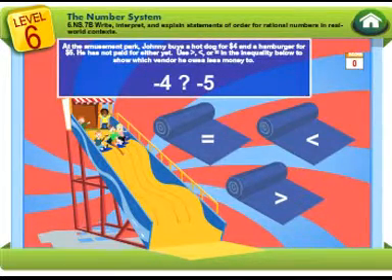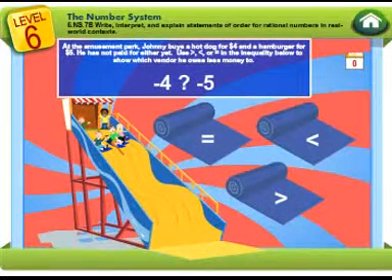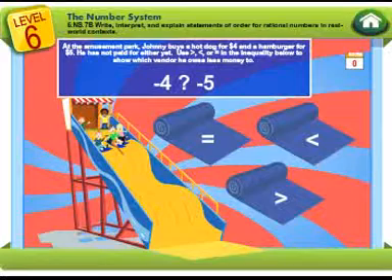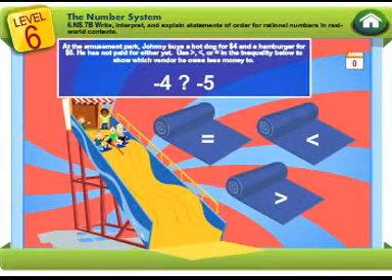At the amusement park, Johnny buys a hot dog for $4 and a hamburger for $5. He has not paid for either yet. Use greater than, less than, or equal to in the inequality below to show which vendor he owes less money to.